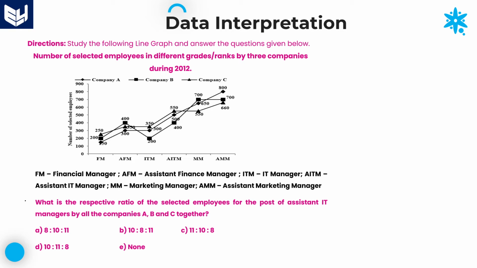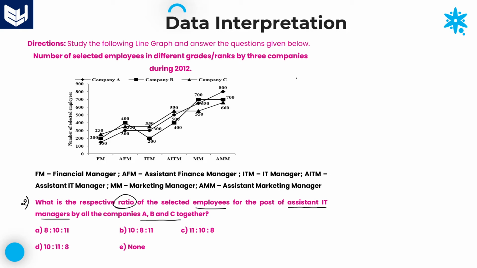Let us look at the second question. Here the second question is, what is the respective ratio of? Here we need to calculate the ratio. Ratio of which values we need to take into consideration? Ratio of selected employees for the post of assistant IT managers by all companies A, B, C together.